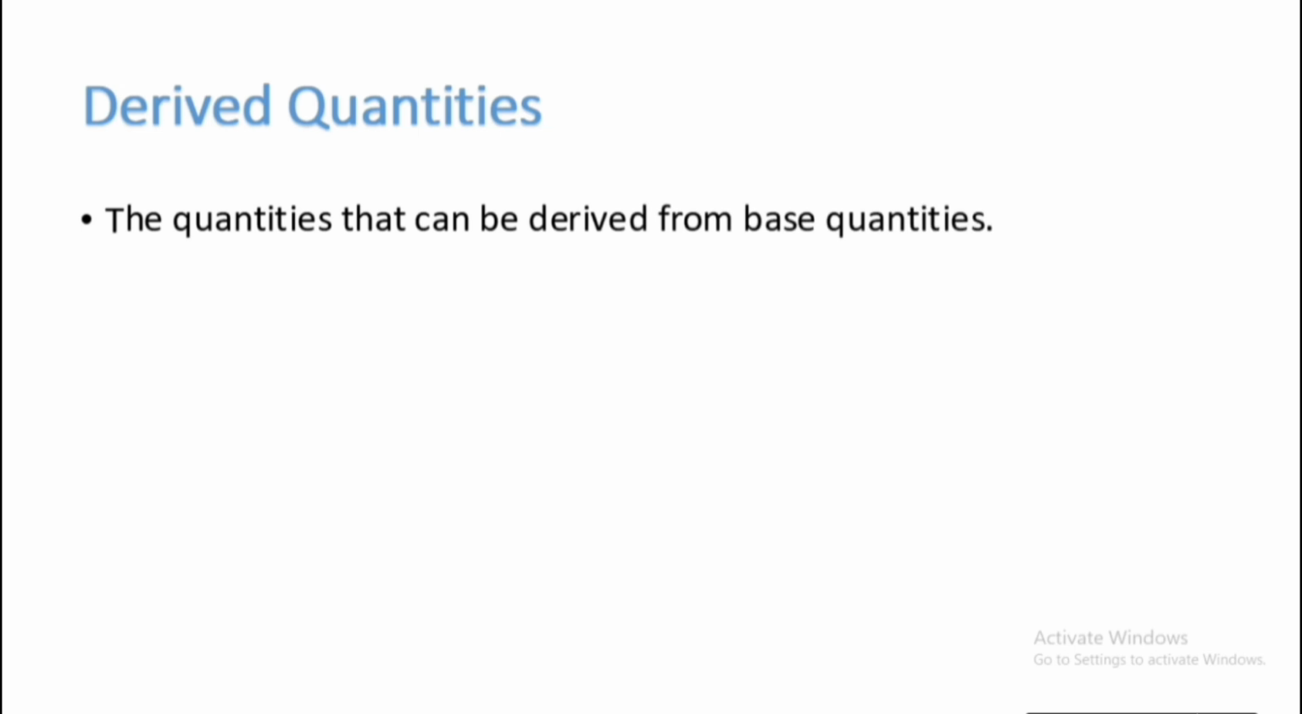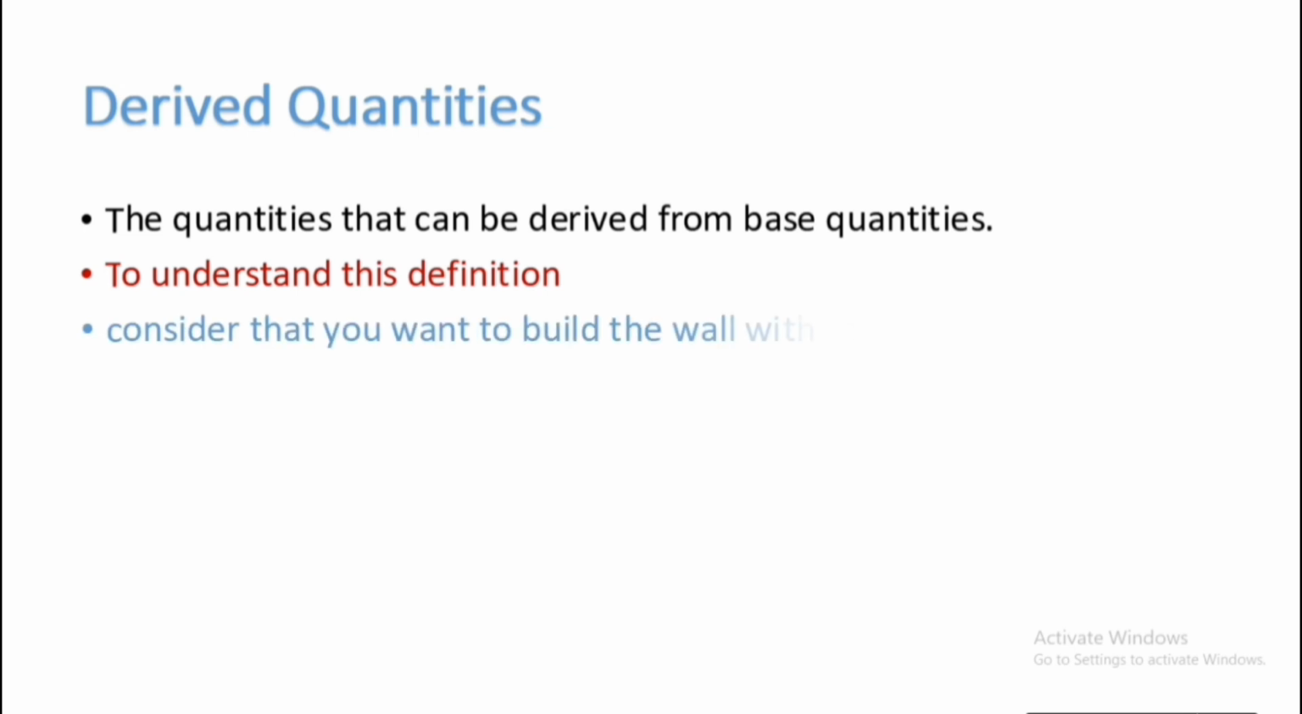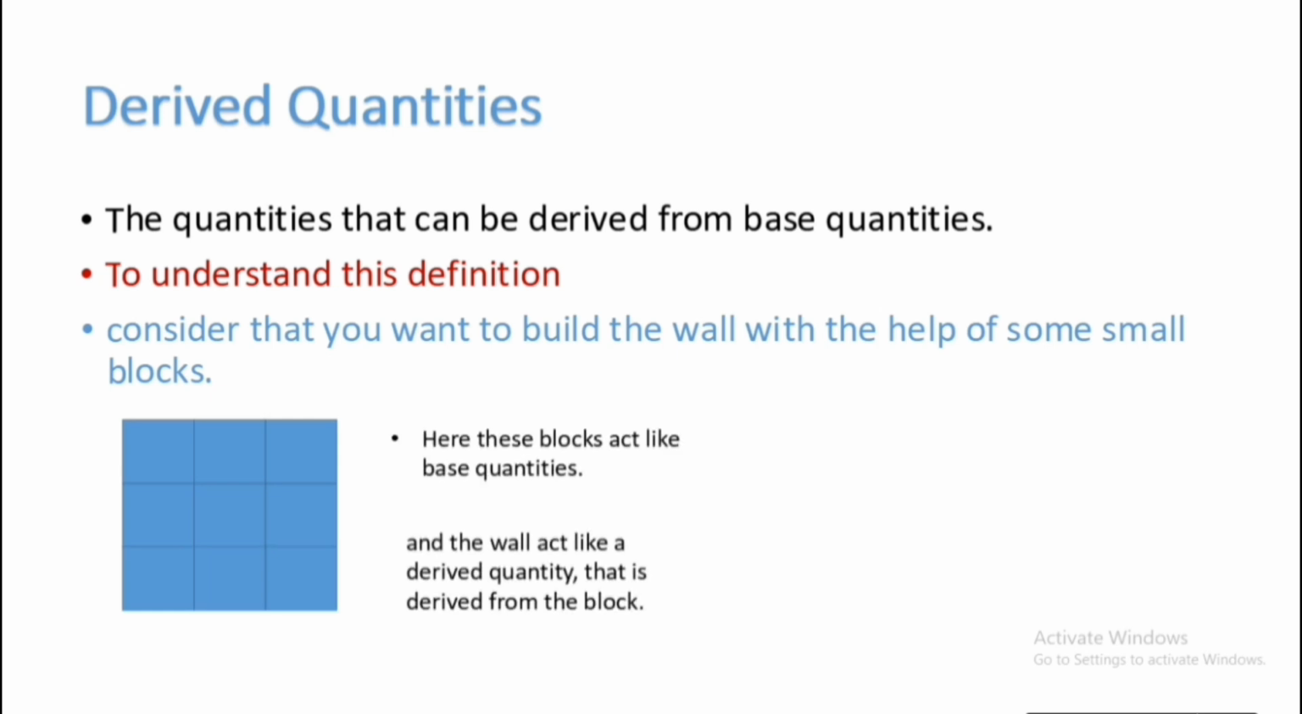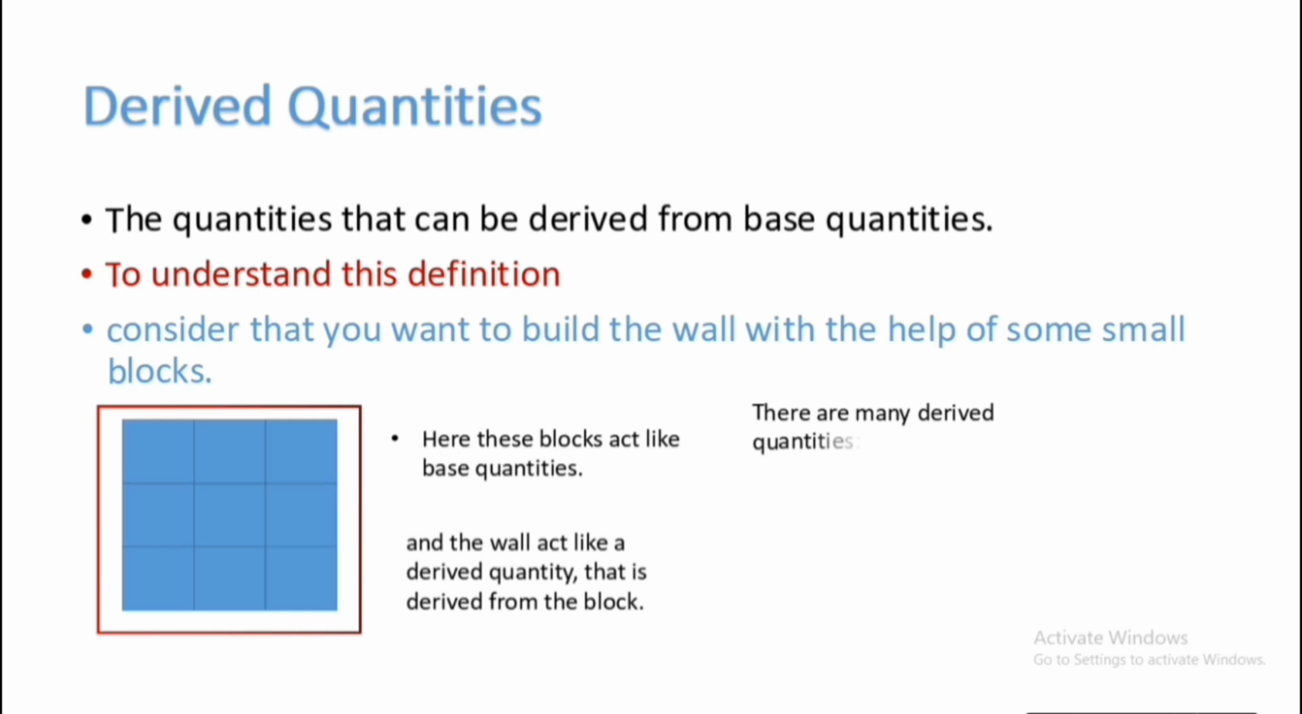Now what are derived quantities and how can we define them? The quantities that can be derived from base quantities are called derived quantities. To understand this definition, consider that you want to build the wall with the help of some small blocks. Here, these blocks act like base quantities, while the wall acts like a derived quantity that is derived from the blocks. So, there are many derived quantities like force, work, torque, acceleration, etc.